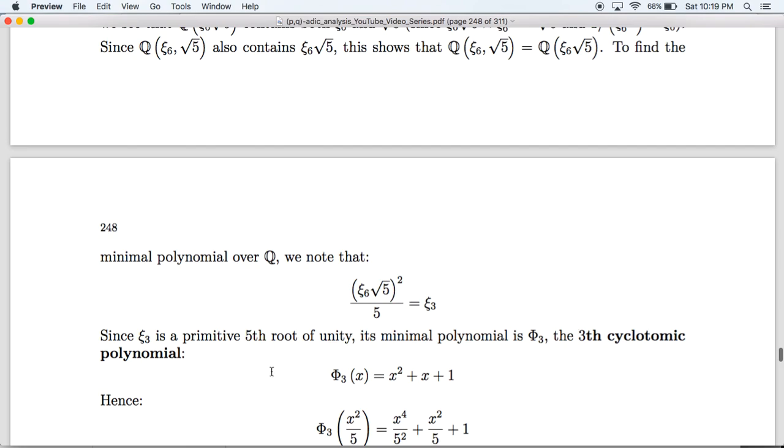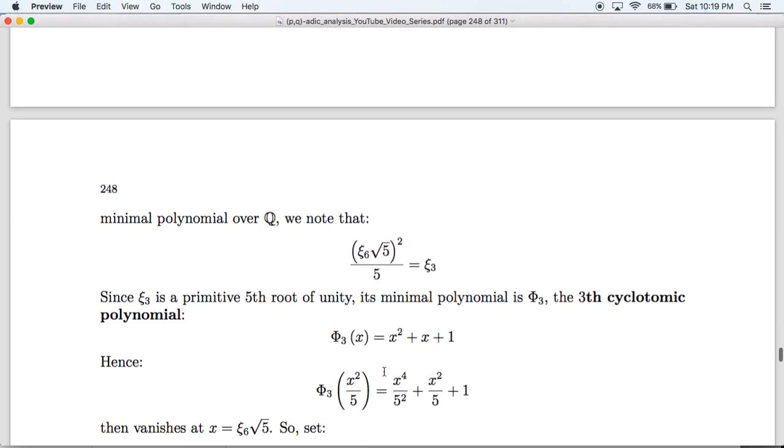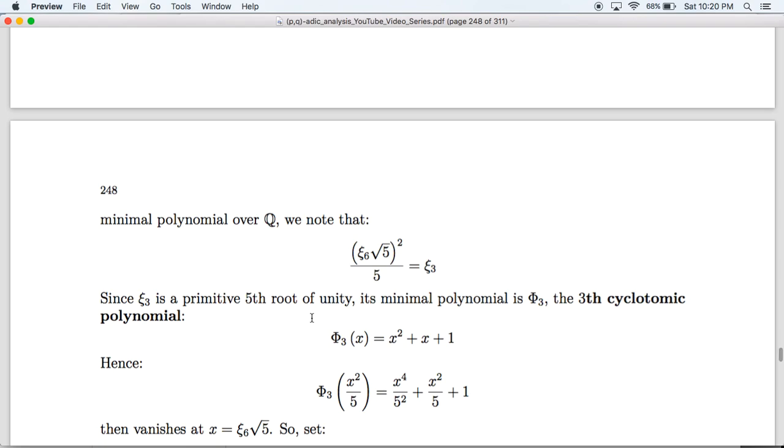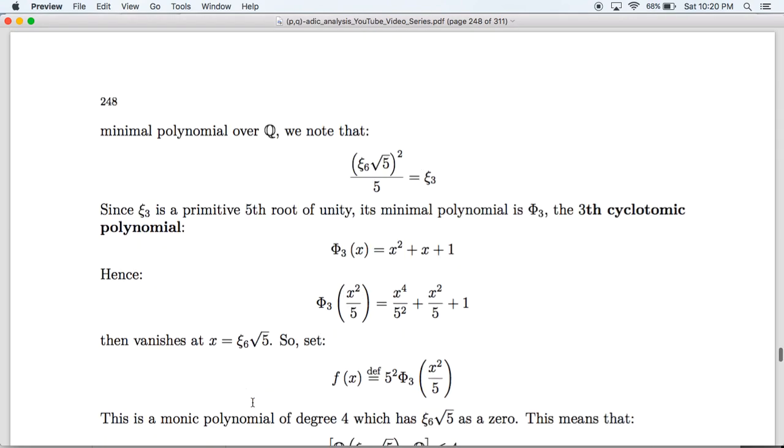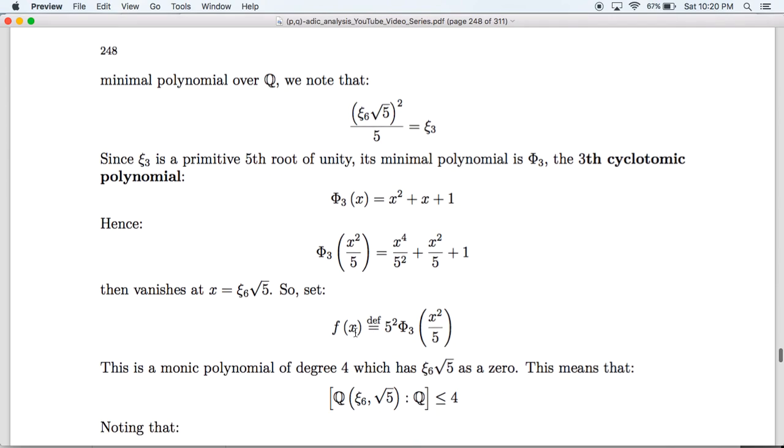Its minimal polynomial is then the third cyclotomic polynomial. So if this is the minimal polynomial of that, then phi 3 of x squared over 5 is going to vanish at x equals C6 over root 5. We can make this monic by multiplying through by 5 squared, and it's not just going to be monic, it's going to be an integer polynomial too. And so this is a monic polynomial of degree 4, which has our generator as a zero. And so by the laws of field theory, this means that our field has a degree of at most 4.